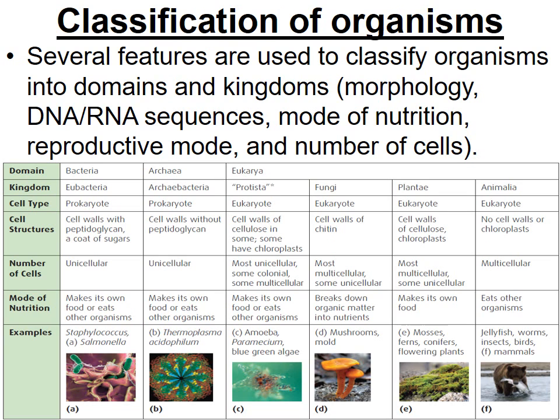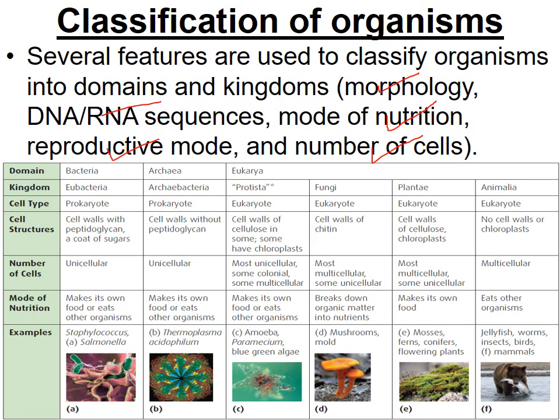So, how do we even classify organisms into these different domains and kingdoms? Well, we use a variety of different criteria. We'll use morphology, so physically what they look like, DNA and RNA sequences, how they feed themselves as their mode of nutrition, how they reproduce, their reproductive mode, their number of cells, and a few other things as well.